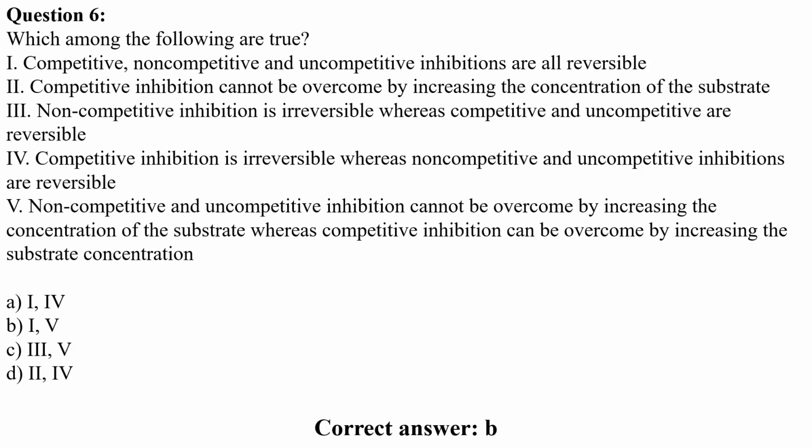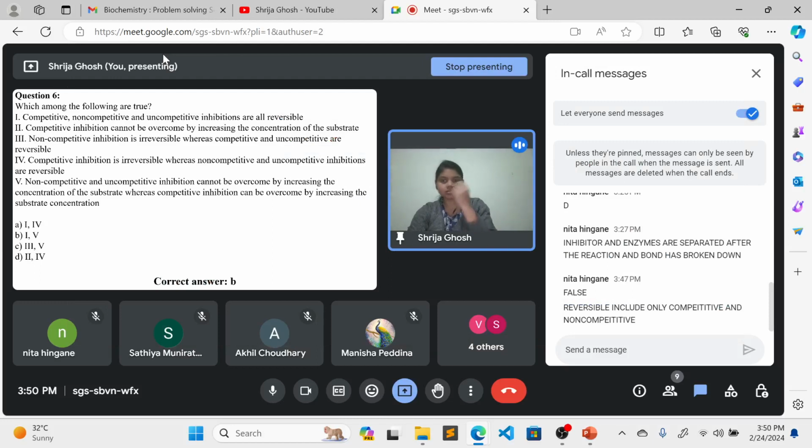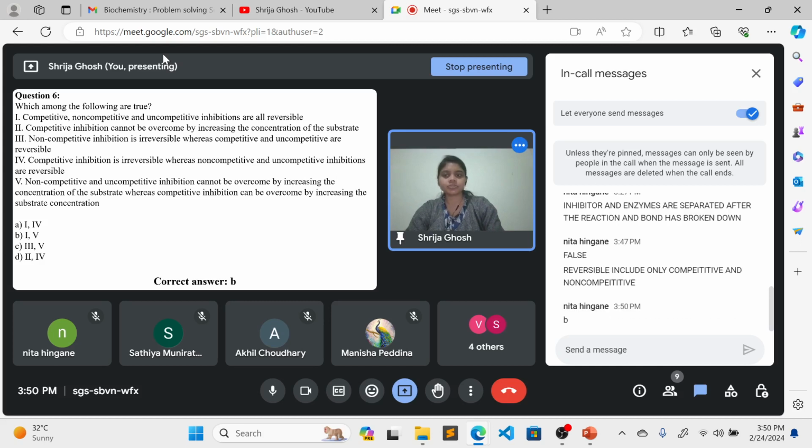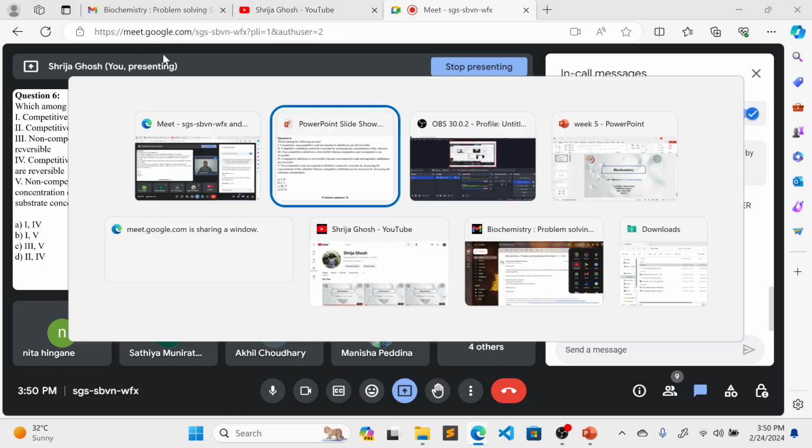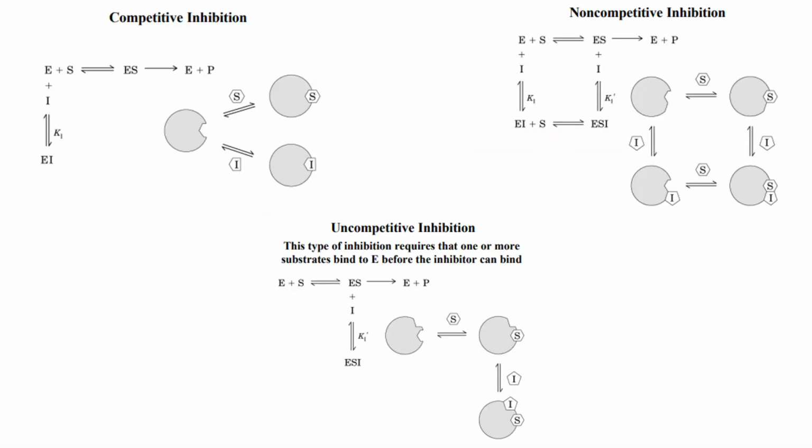So the third and fourth statement could not be true because we have discussed all of them are reversible. Amongst the second and fifth statement, the fifth statement is the true one. Why is the fifth statement true? Because if we go to the scheme, I've told you there's a competition between the substrate and inhibitor. So if we keep on increasing the substrate concentration in case of competitive inhibition, there will be a point where the Vmax will be achieved.